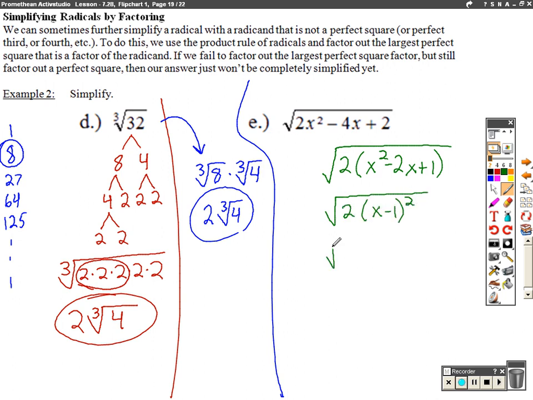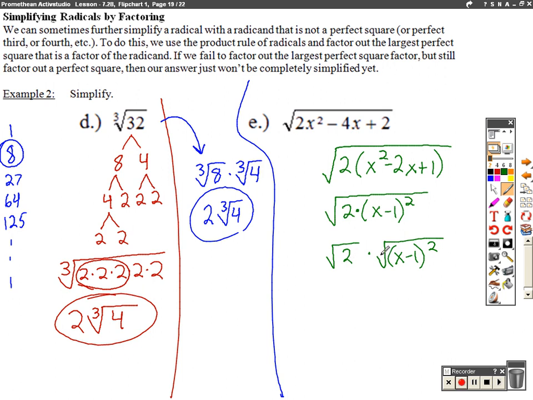Now I can look at this as the square root of 2, I'm just using my product rule of radicals, times the square root of (x minus 1) squared. The square root of 2 cannot be simplified anymore. It's not a perfect square, and there's no perfect squares that go into it evenly, aside from 1.